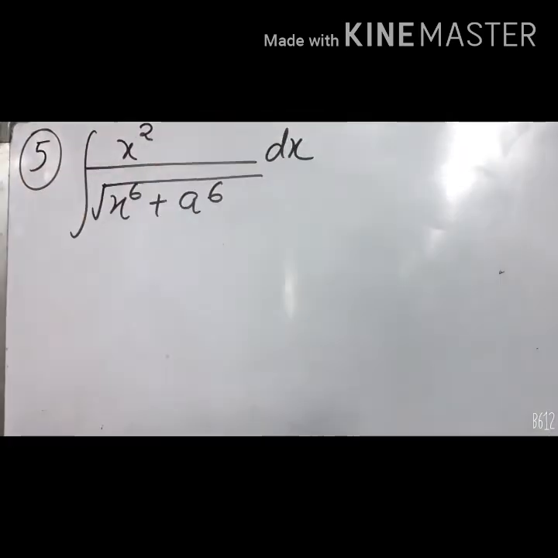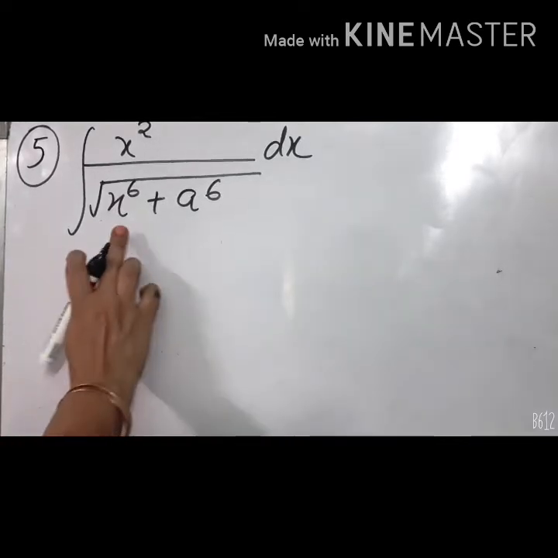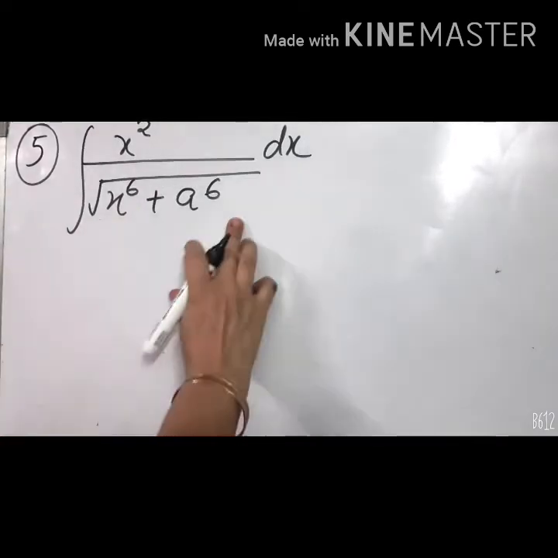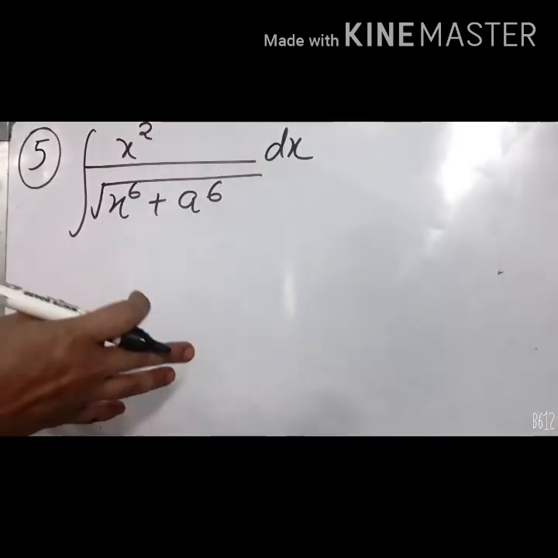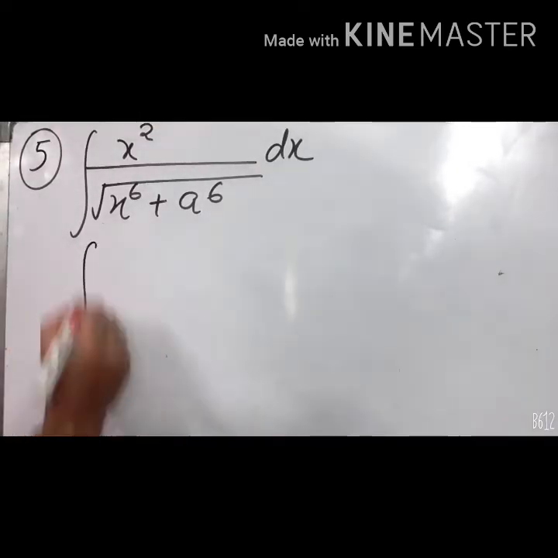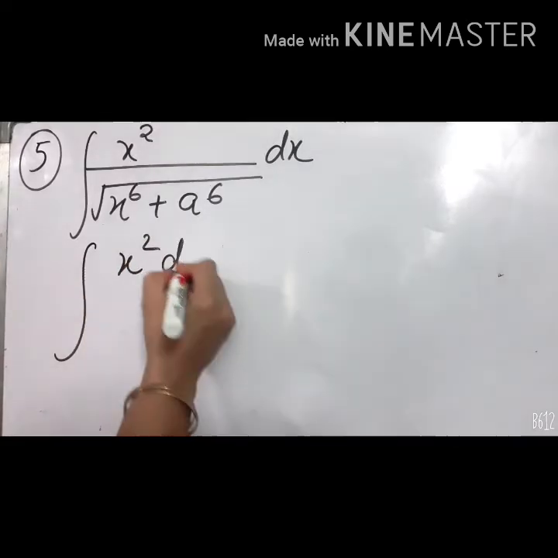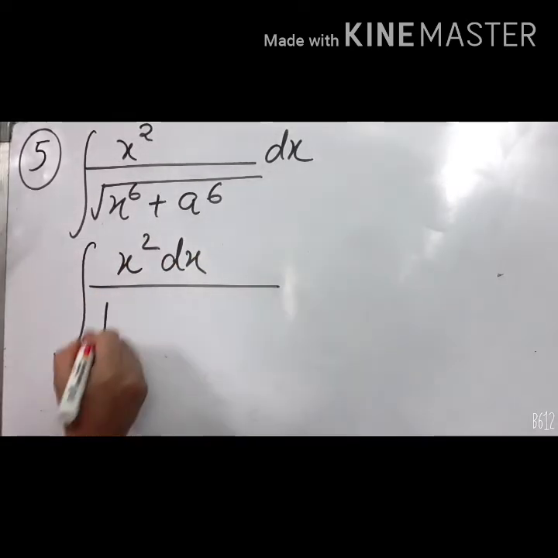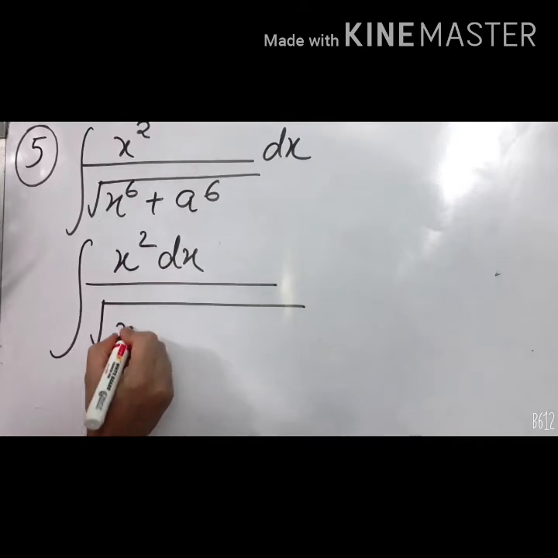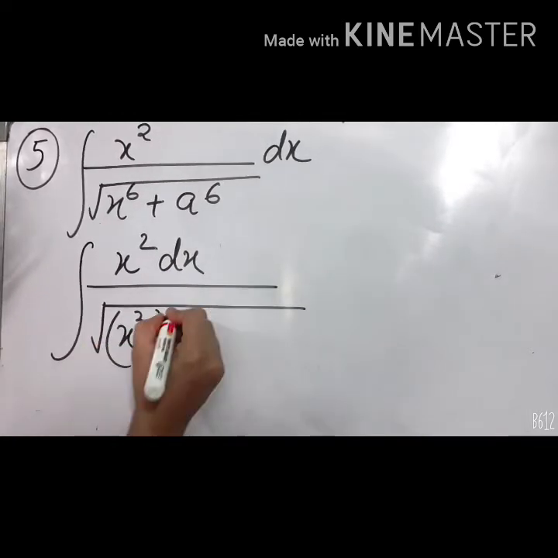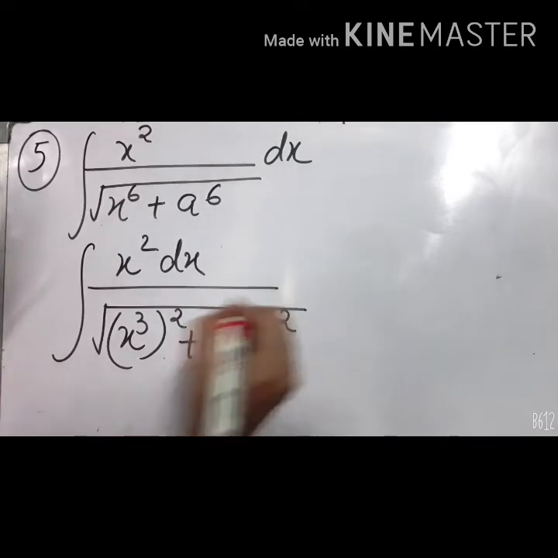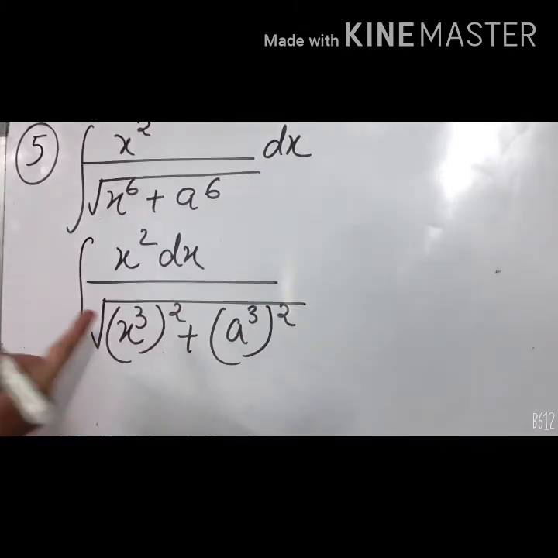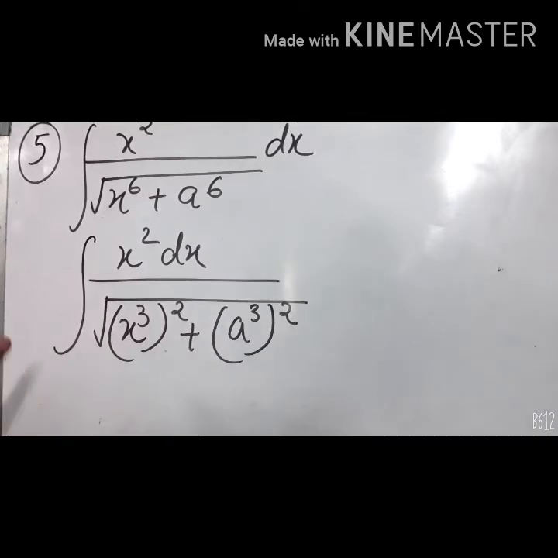Integral of x square into dx by under root of x to the power 6 plus a to the power 6. Now, this is not that type of question, but a little bit tricky. Why? You need to think something here. x6 I can write as x cube whole square plus a cube whole square. Now you can ask the question, why x cube square, why not x square cube?